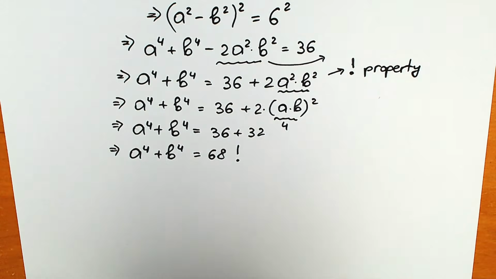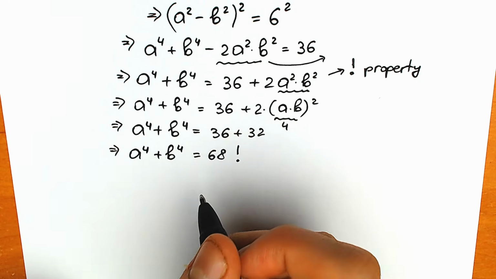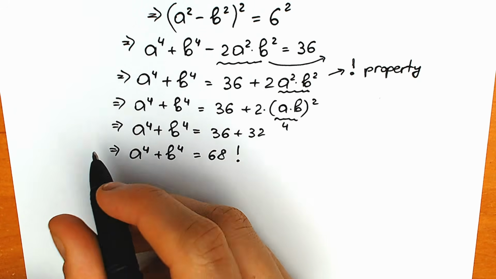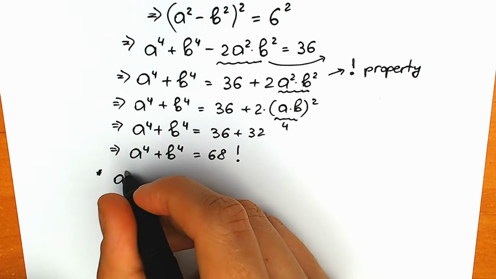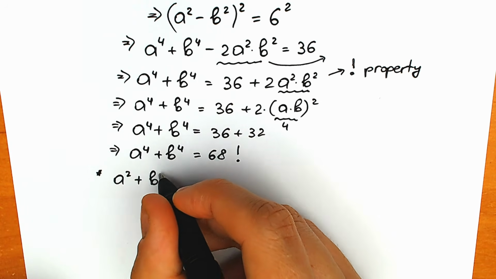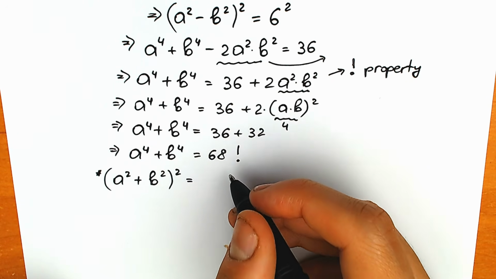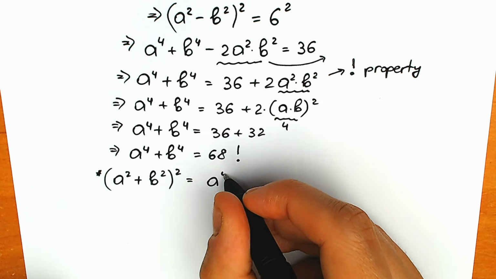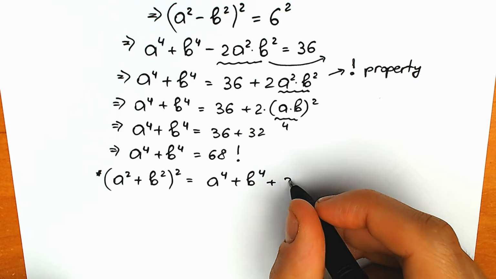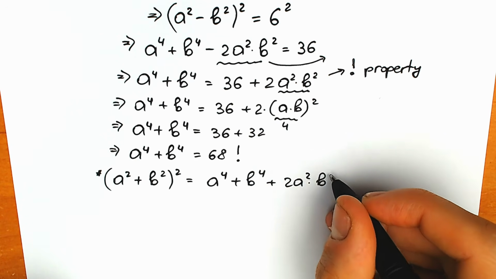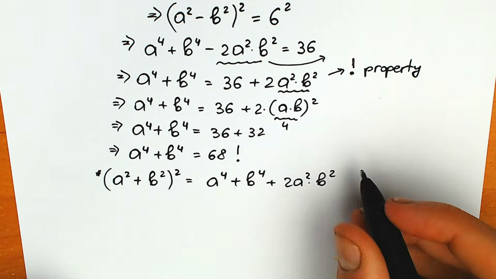Right now I'm going to write another really interesting and great identity. This is not from here, this is our school identity. I really hope you understand what I mean. I want to raise a square plus b square to the second power. I'm going to square this. What do we have as a result? We have a to the power 4 plus b to the power 4 plus 2 a square times b square. This is a school identity, so we don't have a and b, we have a square and b square. I hope you understand it.